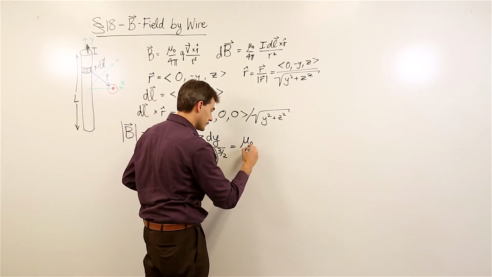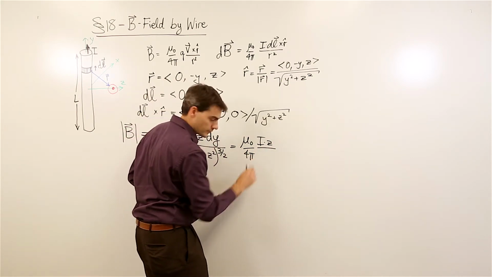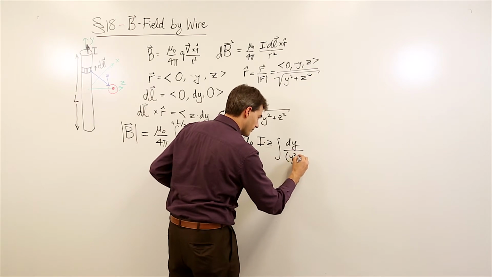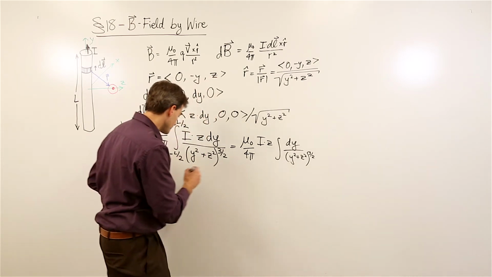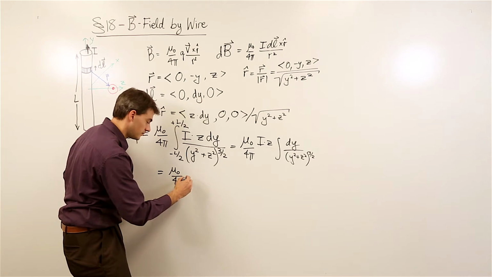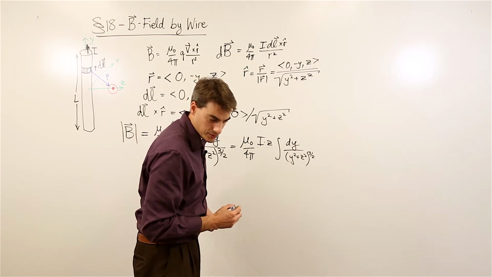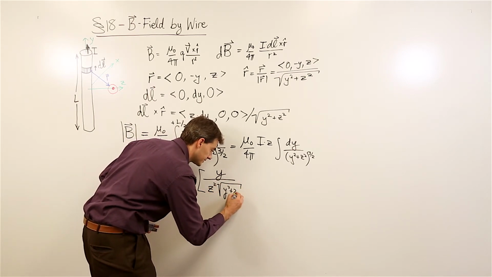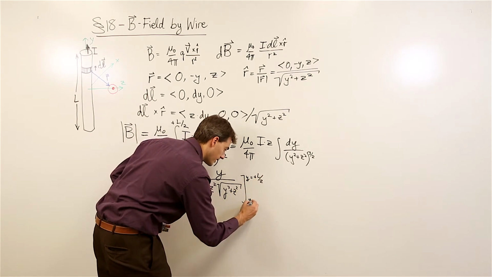So that would be mu naught over 4 pi times I times z, and then we have the integral of dy over y squared plus z squared to the 3 halves. And so that turns out to be equal to, you could look that up in a table, y over z squared times the square root of y squared plus z squared, evaluated for y equal to plus L half and y equal to minus L half.